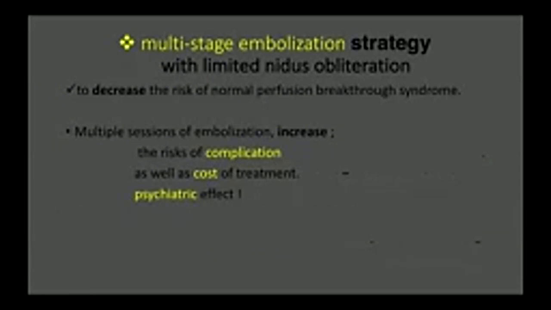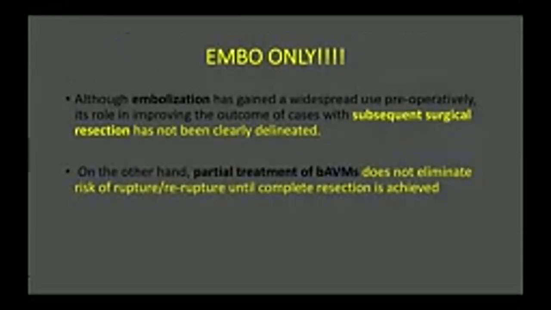And multi-stage embolization. We created a multi-stage embolization strategy to decrease the so-called famous perfusion breakthrough syndrome. But multiple sessions increase the risk of complication and the cost, and also the anxiety we created in the patient and the family. And we're doing every step with the same mentality. Actually, subsequent surgical resection has now been clearly delineated. And another thing is very important: partial treatment of AVM does not eliminate the rupture risk, does not lower our complication rate.